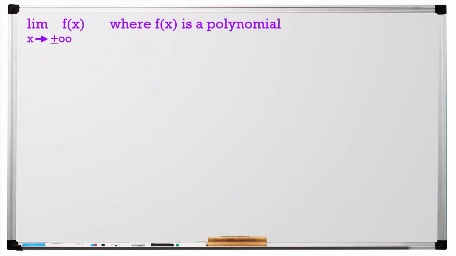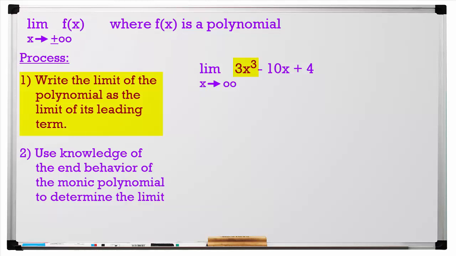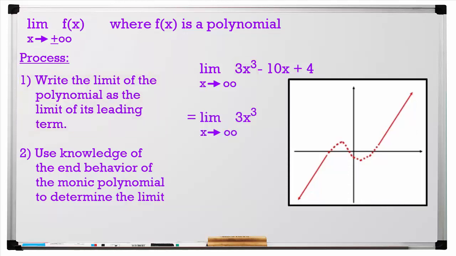Finally, let's consider the limit of f of x as x approaches positive or negative infinity when f of x is a polynomial. For example, 3x cubed minus 10x plus 4. Well, we can equivalently look at the limit of the leading term whenever we're looking at a polynomial. So this limit is equivalent to the limit of 3x cubed as x approaches infinity.